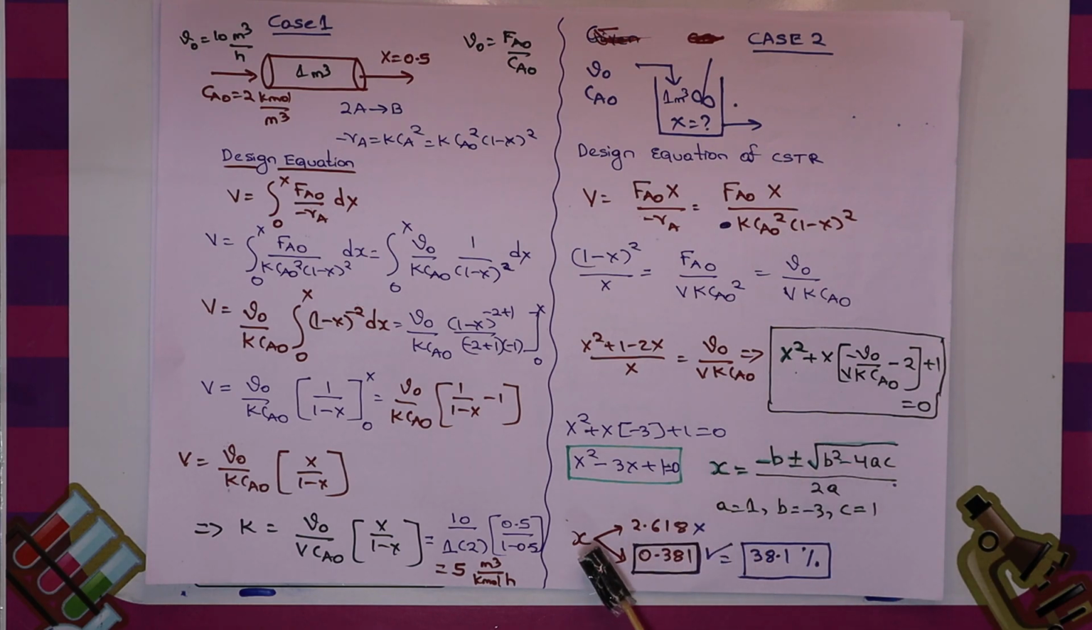So therefore x, the conversion, you get as 2.618 and 0.38. Conversion cannot go beyond 1. So this particular solution is wrong, and the one which is correct is 0.381. That means here it is 50%.